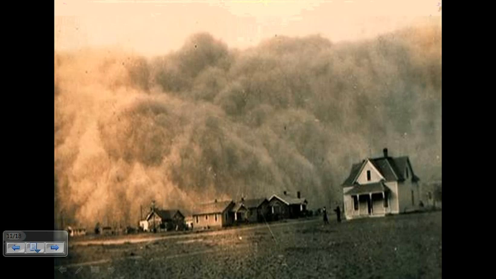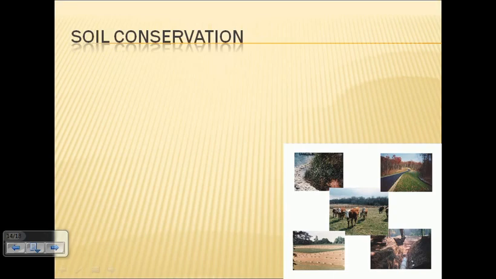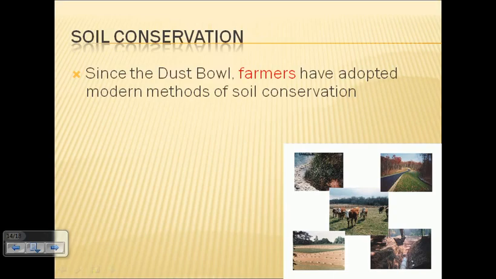So here are some images to give you an idea of what the Dust Bowl actually looked like back then. As you can see, soil can easily be transported and have such a dangerous effect on our environment. That paved the way for the need to understand soil conservation, and consequently farmers adopted modern methods for soil conservation.